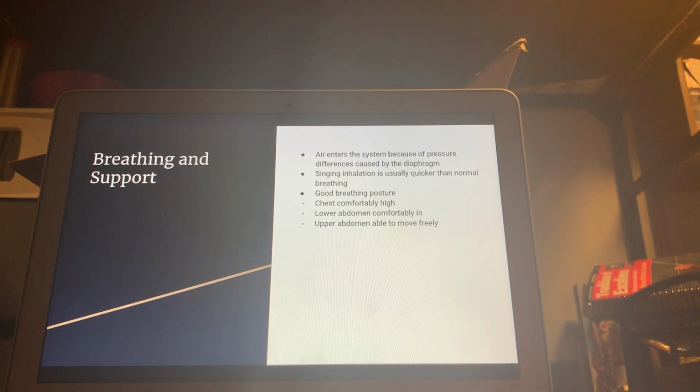Breathing and support. Air enters the system because of pressure differences caused by the diaphragm. If you can imagine, you get one of those rubber balls and you squeeze the rubber ball. It's got the little holes on the end. All the air squeezes out of it. When you let go of that ball, it opens and air fills the ball. That's because there's a pressure difference when you open its release. Air also always loves to have equal pressure in all places. So when you release that ball, air rushes into the ball to make equal pressure in that space.